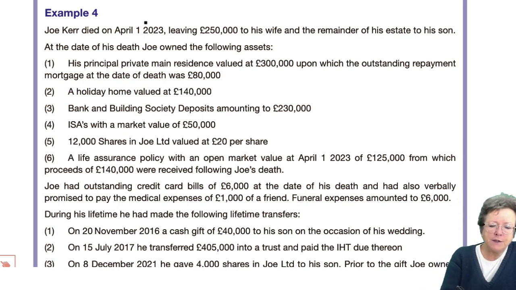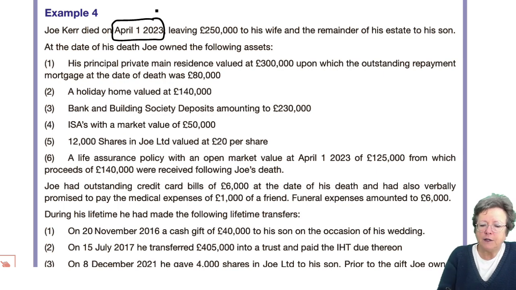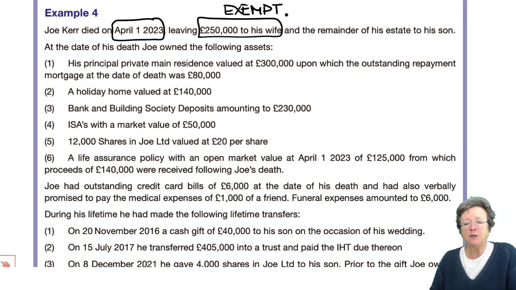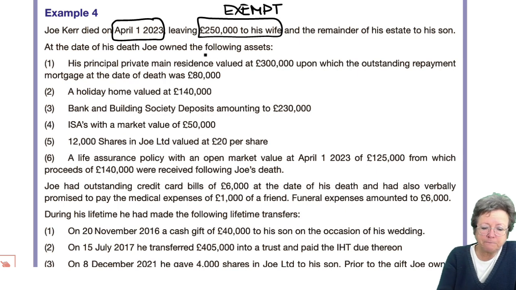So this is the date that Joe has died. And he's giving $250,000 to his wife. It is tapped, so that's going to be exempt. You notice as I go through the question, I'm going to be making notes. The remainder of the estate is going to his son. So this is his estate.